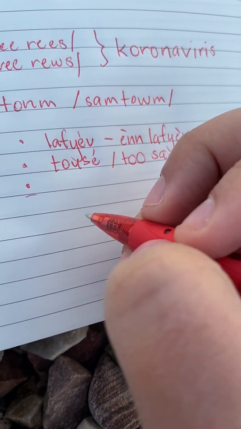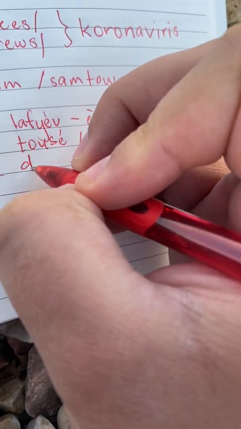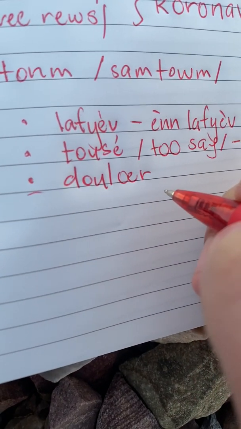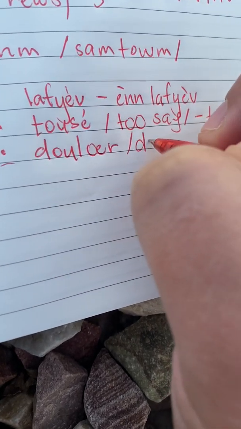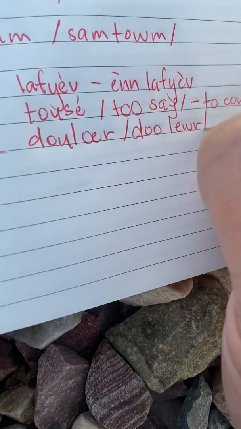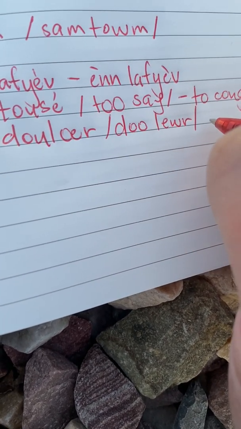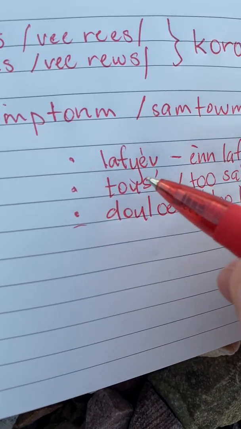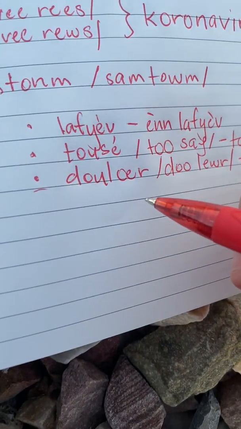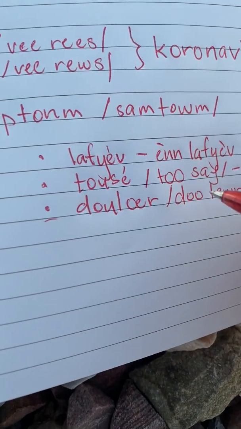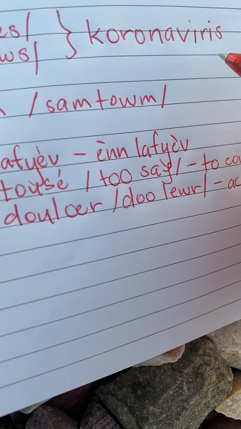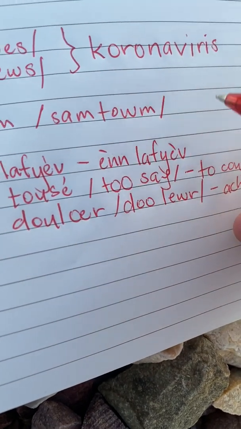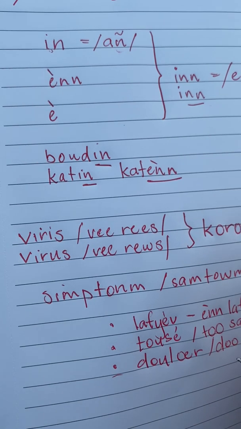What's another one? Maybe we could say aches. Douleur. D-O-U-L-O-E-R. Douleur. That sound we don't really have in English, sorry. That's the best I can do phonetically. So, la fièvre, tousser, douleur. Okay? And those are symptômes pour coronavirus. Symptômes pour coronavirus. Okay?